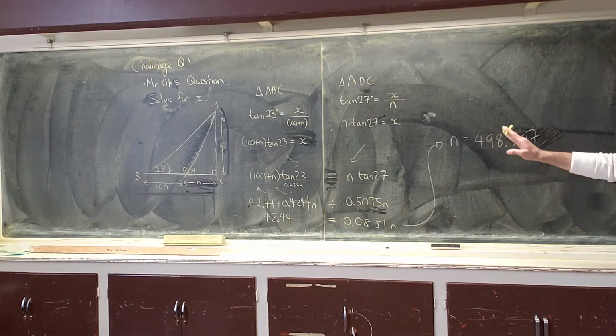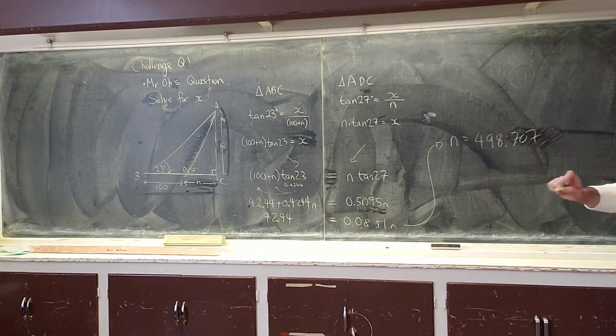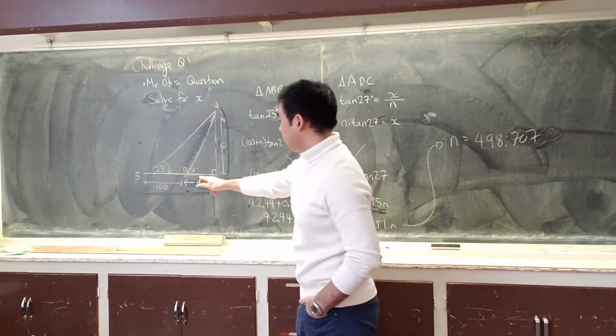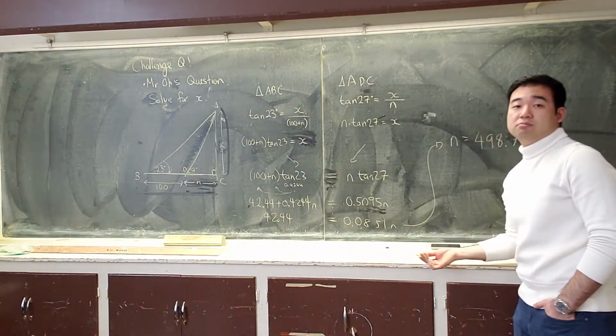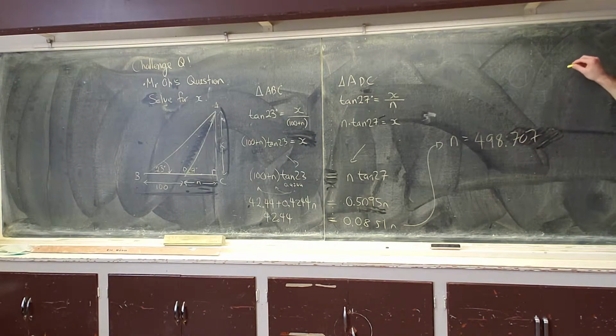No, we're not done yet because we're looking for x. Now that we have this unknown length, you can choose whichever triangle you want, because either one has a base. So let's use a simple one. Tan 27 is equal to x divided by 498.707. So x is going to be 498.707 multiplied by tan 27.